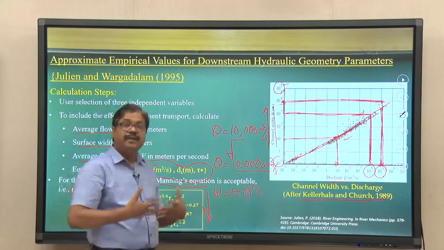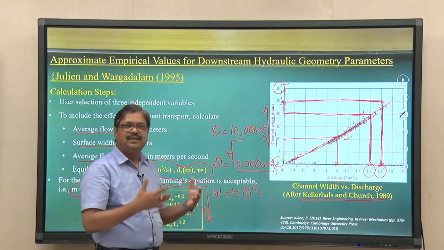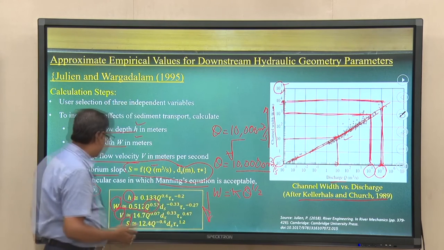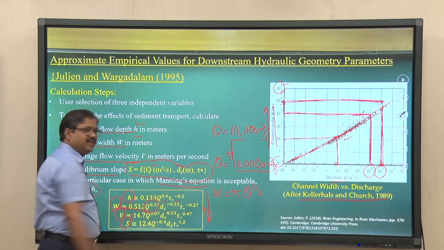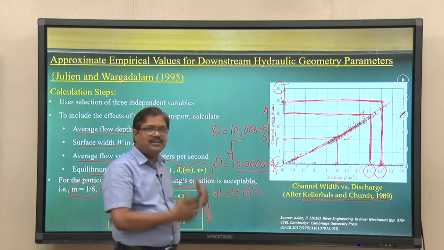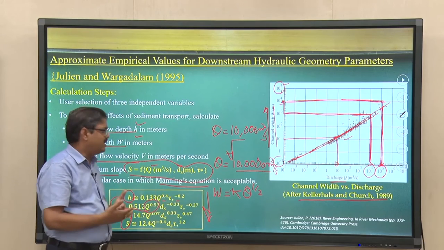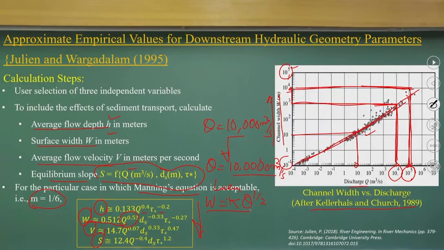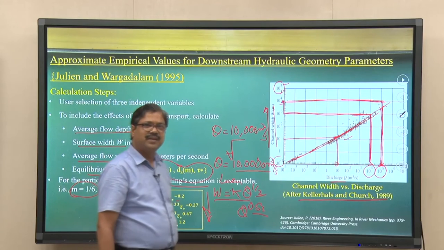No doubt we improve the equations, but more or less the power exponent of this relationship remains the same. That is what you can try to understand with the different equations. So, over time we are evolving regional river relationships, but more or less the power exponents are within the same range. Lacey's equation gives 0.5, whereas the Julien equation gives 0.53. So, it is not a significant difference, but there is a tau star and Ds in it, which may make a slight difference.